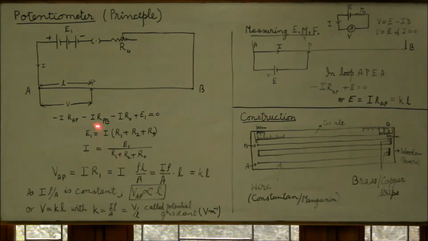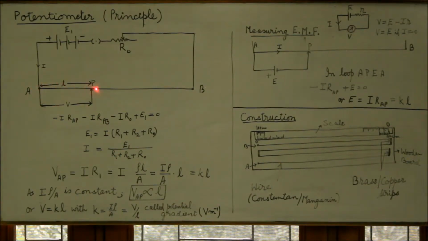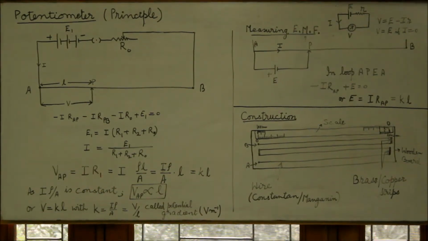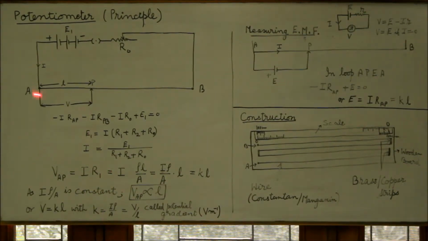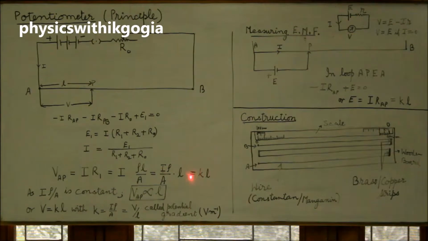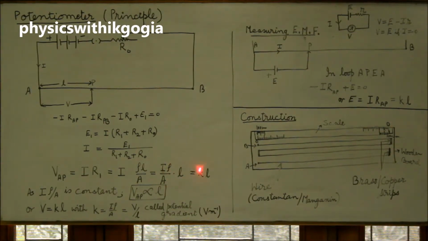Now let's suppose that V is the potential difference across a length L of the wire. So by Ohm's law you get VAP equal to I into R1. The resistance R1 is resistance of AP, and you can write it as rho L over A, L being the length, rho the resistivity, and A the area of cross section. That gives you I rho over A into L. These terms, I the current, rho the resistivity, and A the area of cross section being constant, we take it as K. I rho over A is K.